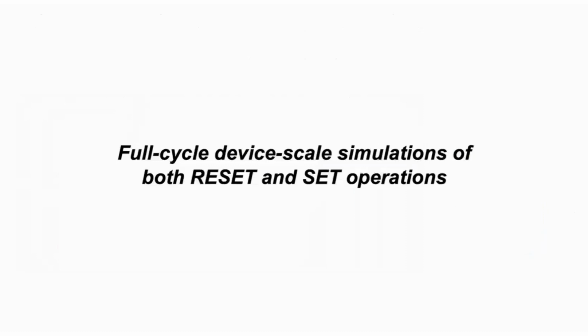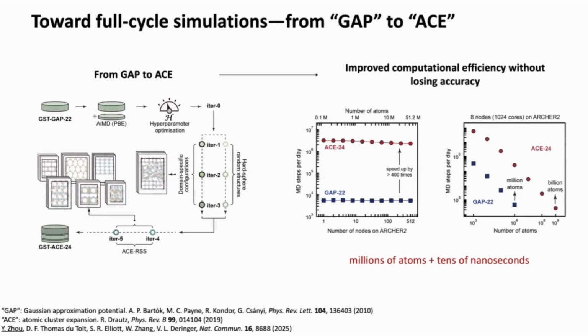However, this kind of device scale simulation is still too expensive for GAP, I have to say. That means that the GAP potential cannot achieve full cycle device scale simulation, including both reset and set processes, because full cycle simulation will require millions of atoms and tens of nanoseconds at the same time. Our solution is to use a different machine learning potential framework, which is the atomic cluster expansion framework. ACE is much faster than GAP, but it requires much more data to fit.